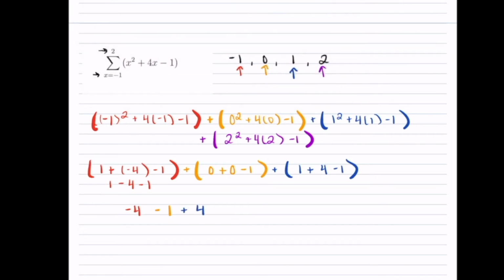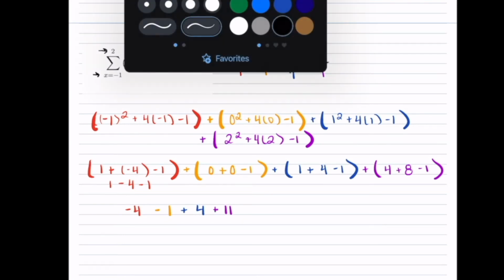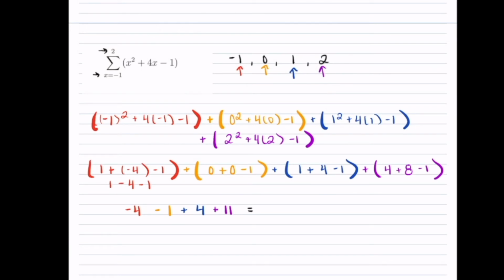And then our final one, 2 squared is 4, 4 times 2 is 8, minus 1. 4 plus 8 is 12, minus 1 is 11. Positive 11. Awesome. And then we can add these up. Don't really need a calculator for this. 4's cancel. 11 minus 1 is 10. And there's your final answer.